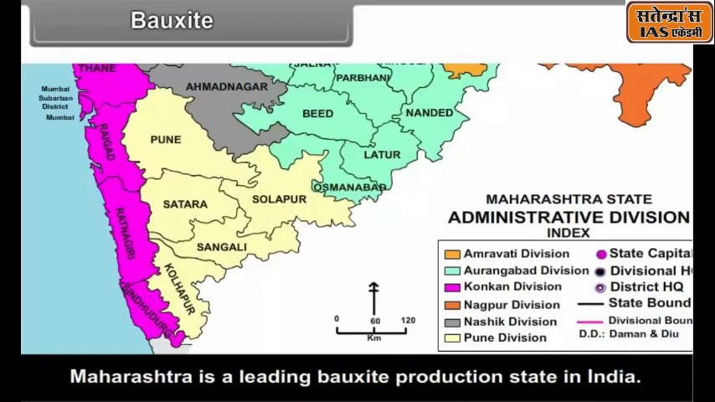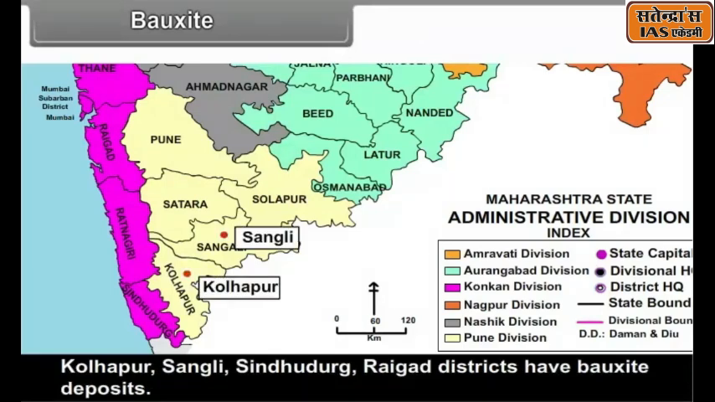Maharashtra is the leading bauxite producing state in India. Kolhapur, Sangli, Sindhudurg and Raigad districts have bauxite deposits.